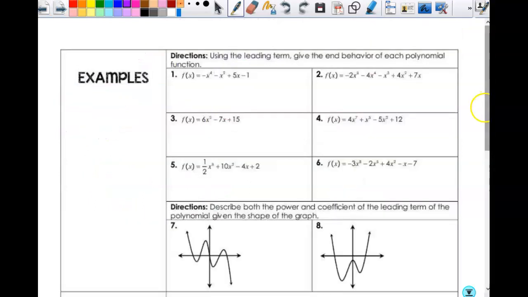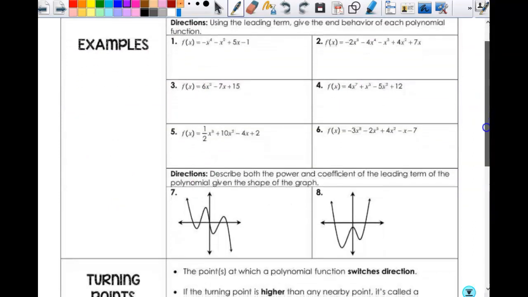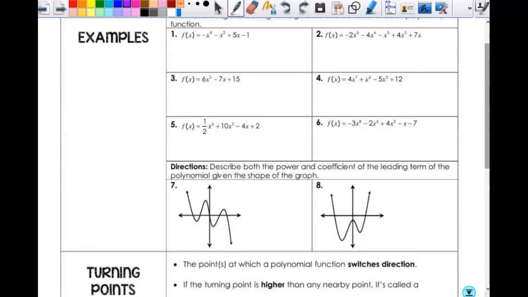And so it says, use the leading term, give the end behavior of each polynomial. Make sure that if you're going to use the first one, that they're actually in order, all right? And these are, so that means that this is a fourth degree. What do we call the fourth degree? It is even, yes. But what's the name? Quartic, yeah. So it's quartic, and it is even, and it's negative. So since it's even, it's either up, up, or down, down. But since it's negative, it is down, down. Okay?